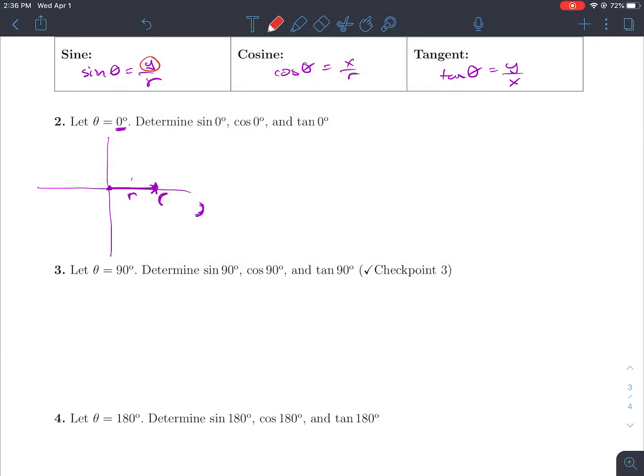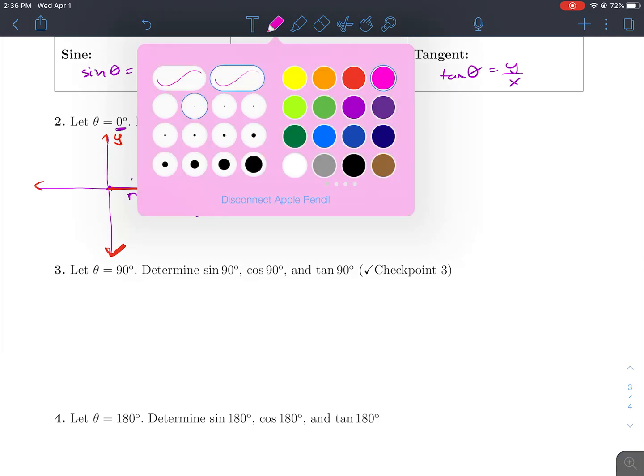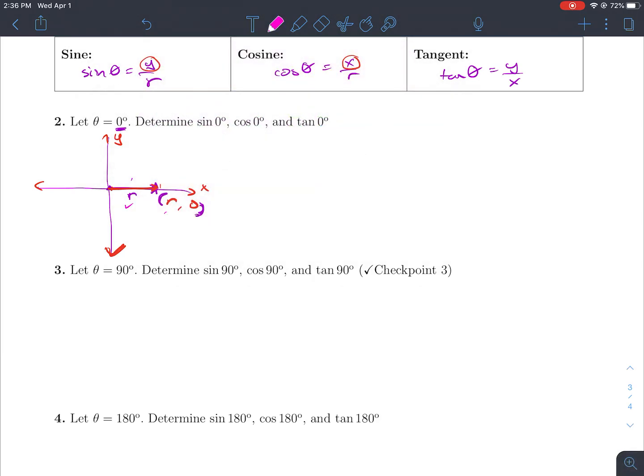And the reason why we're looking for the coordinates is all of our formulas have the x and y coordinates. Well, because we're going out this distance in the positive x direction, it looks like the x coordinate is going to be, we go r units out here, and then because we're on the x-axis, we go 0 units in the y direction, 0 units up or down. So it looks like we have our r value, we've got x, and we've got y.